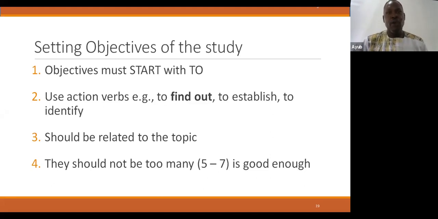Because it is in the future, you are going to do something. And what are you going to do? To find out. I prefer that you remain consistent with "to find out". Don't be bored by using that word, because using so many others may not be very useful. And the objectives should not be too many. I just need about 5, 7. So what might you want to find out?